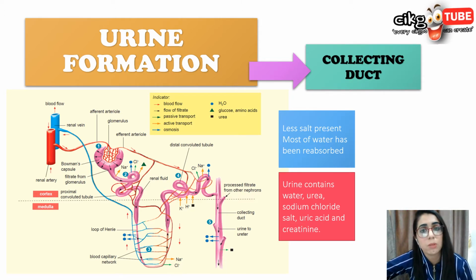Here a small amount of urea diffuses out into the surrounding fluid and blood capillaries due to its small molecular size. Urine contains water, urea, sodium chloride salt, uric acid, and creatinine. After leaving the collecting duct, urine flows into the ureter, bladder, and urethra, and then it is finally excreted.